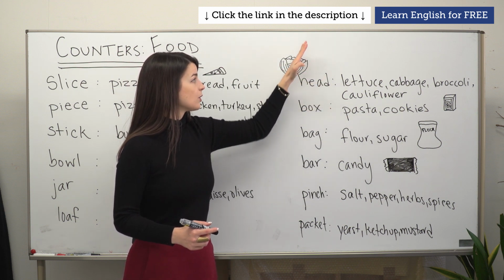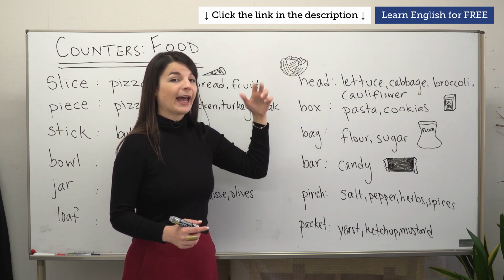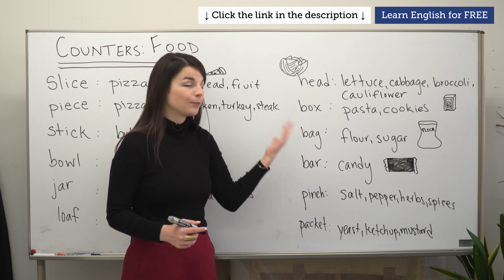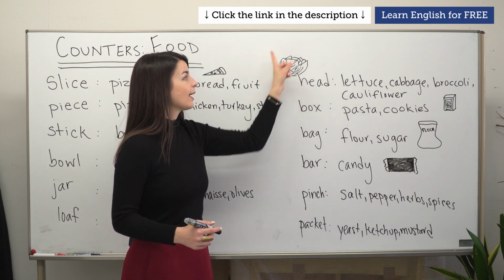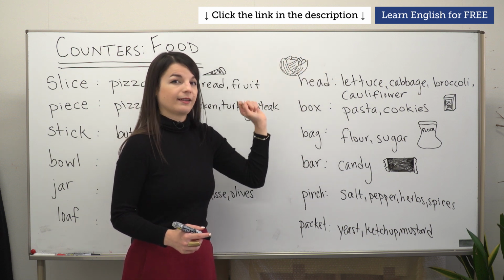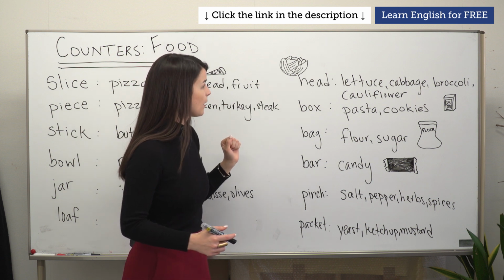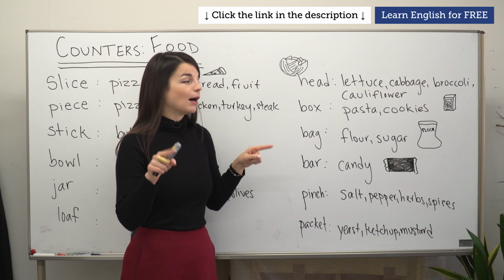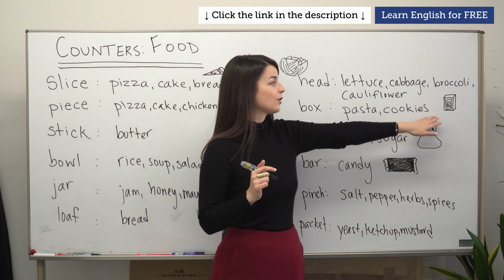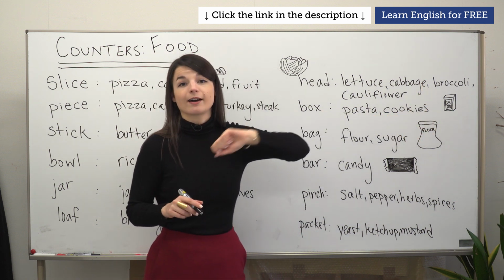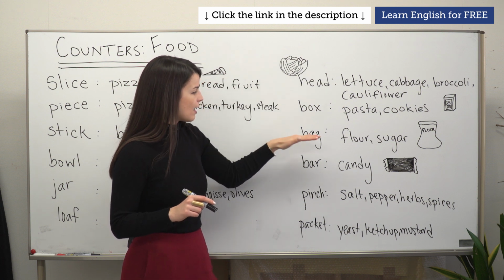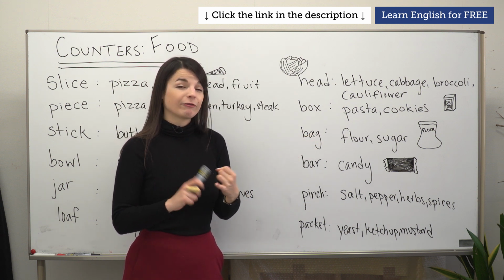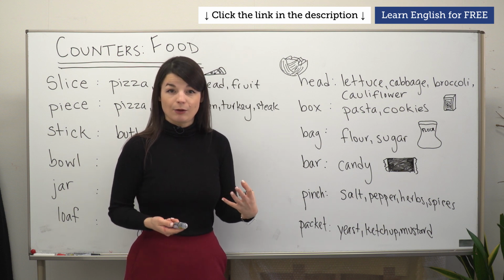We can also, to talk about smaller sizes, you can say half a head of cauliflower, half a head of lettuce as well. So we use head to count this kind of shape. Usually this is a vegetable. Okay, next one is box. So items which are sold in boxes, for example, pasta or cookies, we can use box to talk about those. Another one is bag. We can use bag to talk about items like flour, sugar, maybe baking related items.